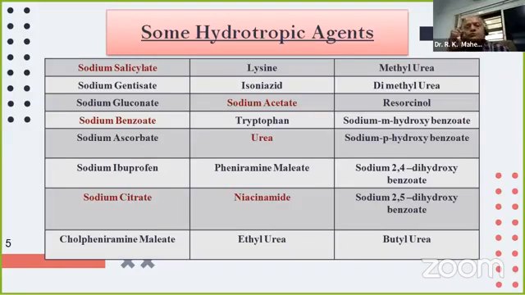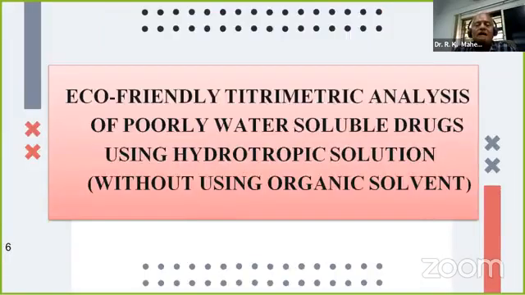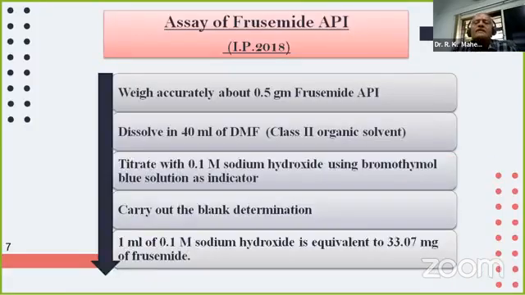Now I will give the examples. How can we utilize hydrotropic solutions to minimize the use of harmful organic solvents? Firstly, I will discuss eco-friendly titrimetric analysis of poorly water soluble drugs using the hydrotropic solubilization technique without the involvement of organic solvents. The first example is that of the furosemide drug.